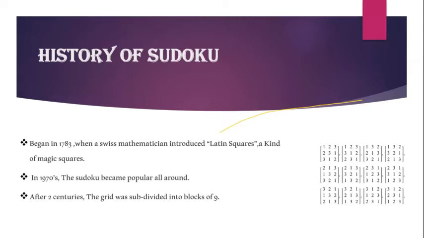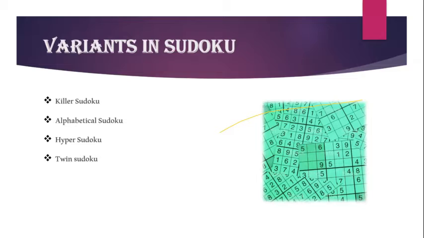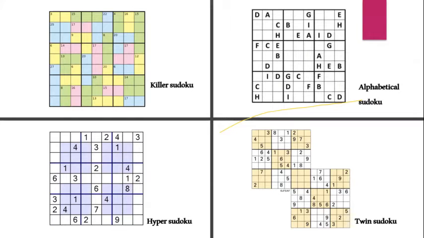Now, let's check the varieties of Sudoku. The Sudoku which we usually solve is classical Sudoku. Apart from that, we have 4 basic Sudokus: killer Sudoku, alphabetical Sudoku, hyper Sudoku, and twin Sudoku. Killer Sudoku is a combination of Sudoku and Kakuro. Now a question arises: what is meant by Kakuro? Kakuro is also a logical puzzle which is similar to Sudoku.